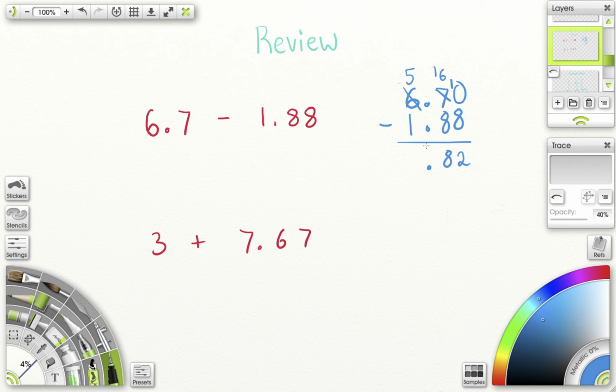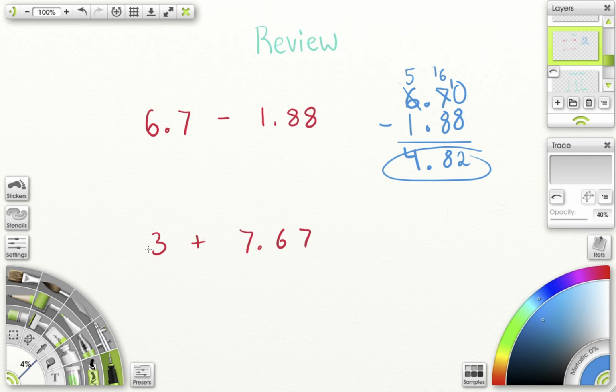What is on the right of the decimal stays to the right. What's on the left stays to the left. So now I move on to my left side. I have 5 minus 1. 5 minus 1 is 4. So my final answer is 4.82.